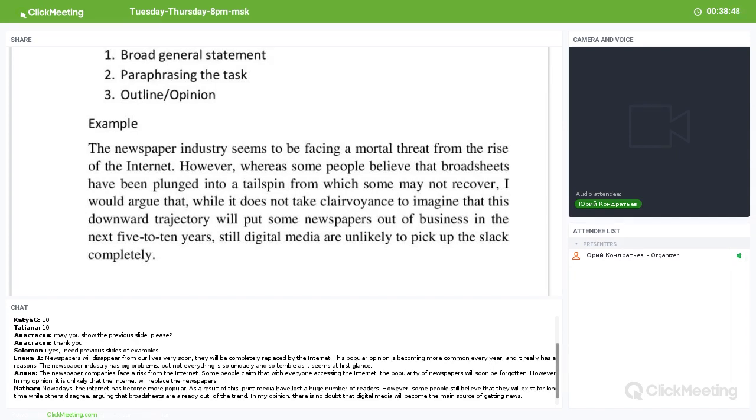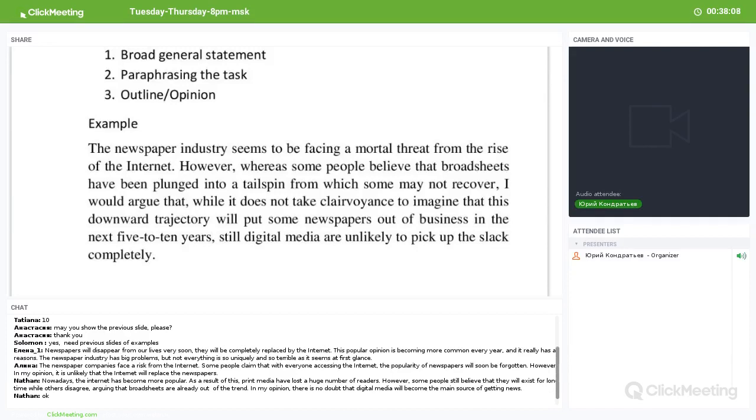In my opinion, there is no doubt that digital media will become the main source of getting news. Okay, it's better to try to avoid get in academic essays because it's too spoken. Receiving news. Get in all its meanings is just colloquial. As for the rest, it's fine.